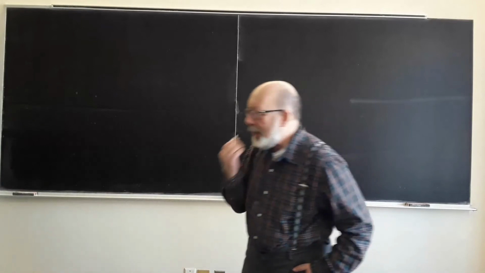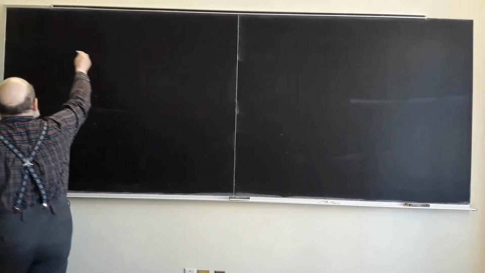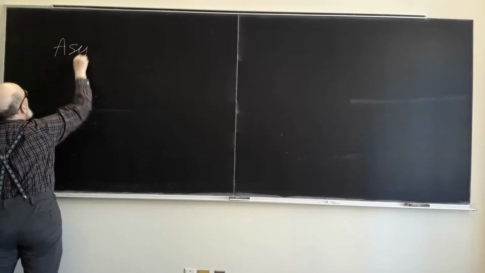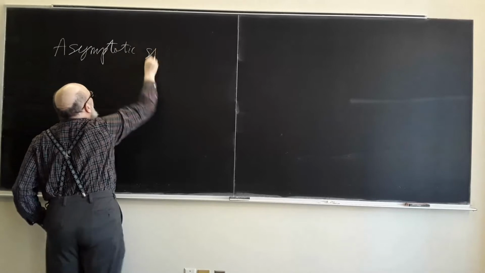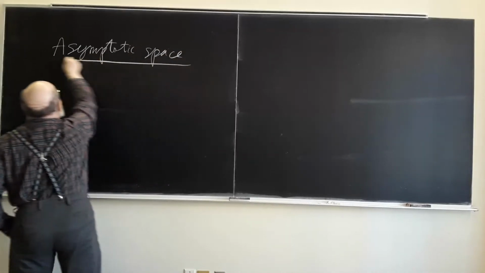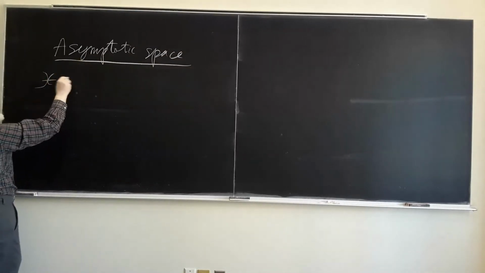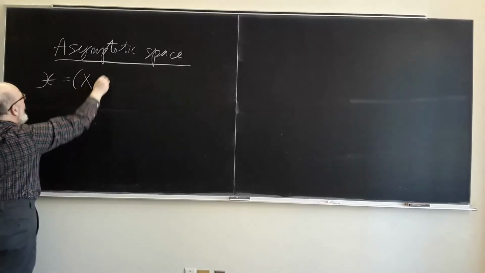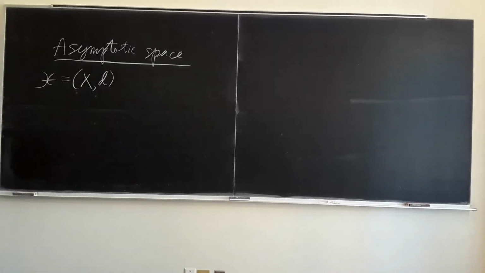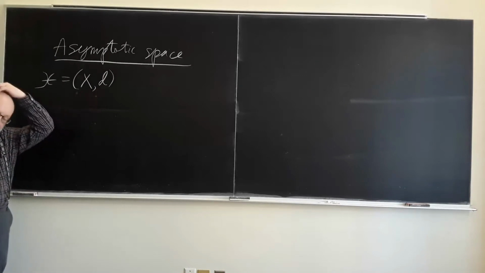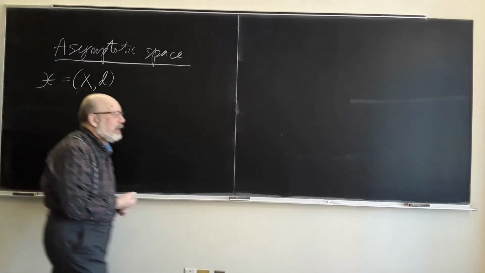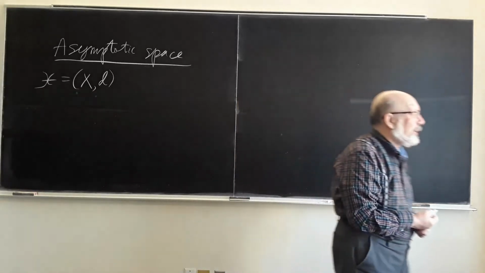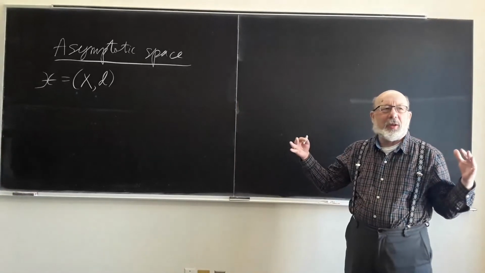Let's continue. So I recall to you the asymptotic space. Suppose we have a metric space (X, d). X is some set, d is the metric distance function between two elements. And I define the asymptotic space at infinity.